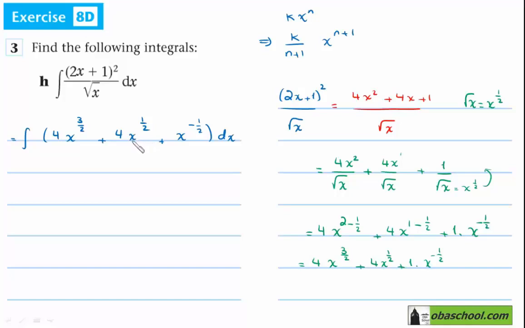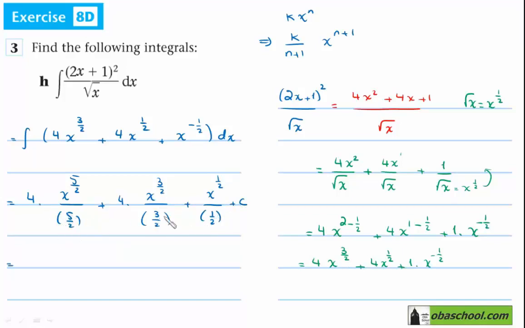Let's start with the first term. 4x to the power 3 over 2 gives 4 multiplied by x to the power n plus 1, which is 5 over 2, divided by 5 over 2, plus the second term, 4 multiplied by x to the power n plus 1, which is 3 over 2, divided by n plus 1, which is 3 over 2, plus for the third term, x to the power minus half plus 1, which is n plus 1, then it's half, divided by half, plus the constant c.